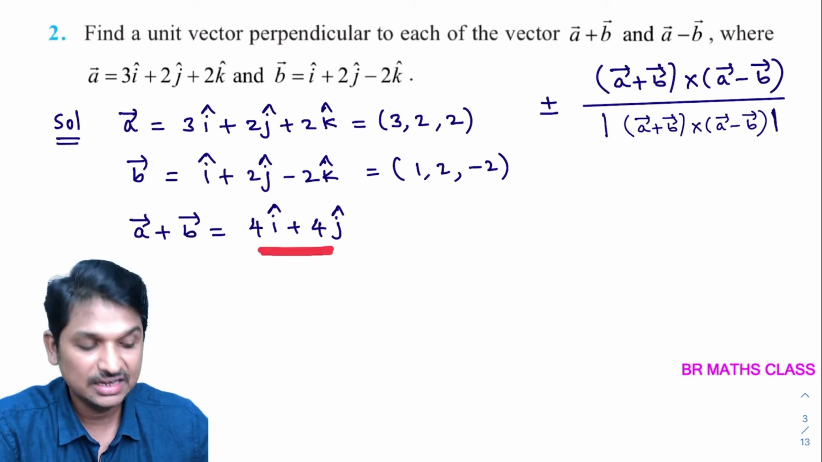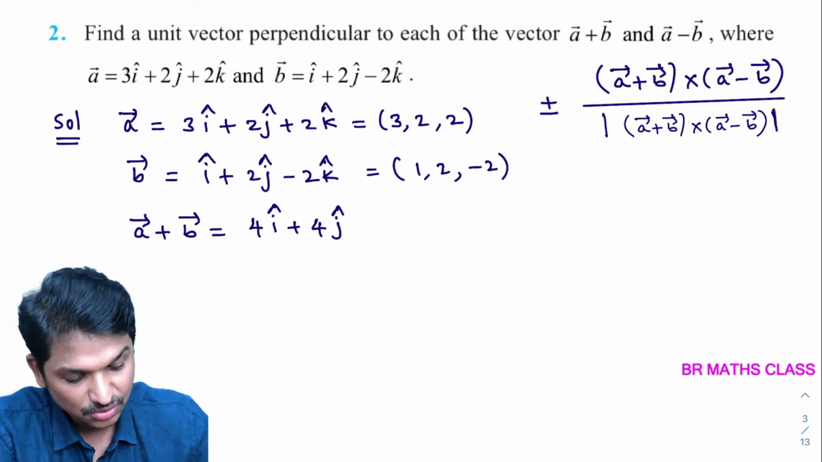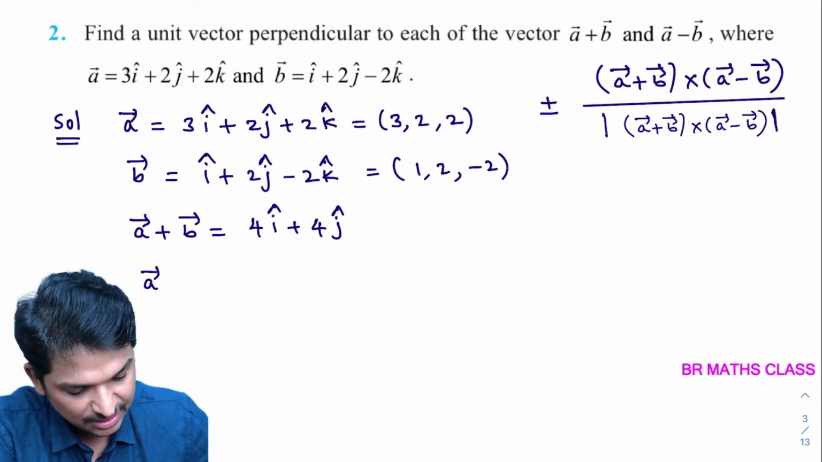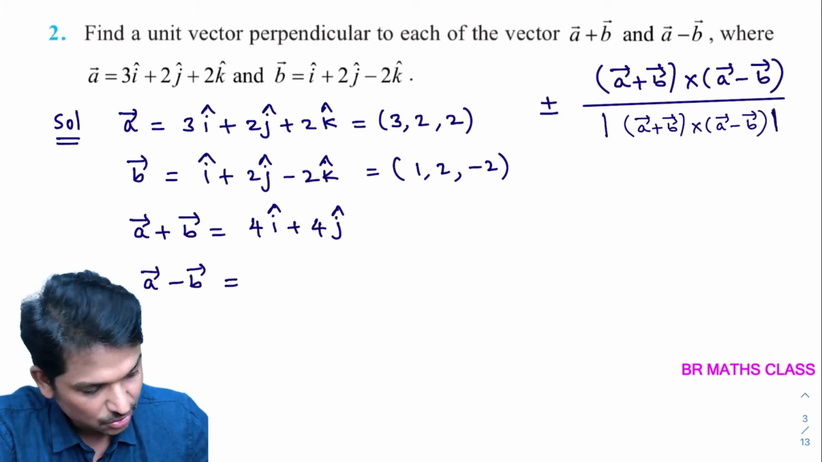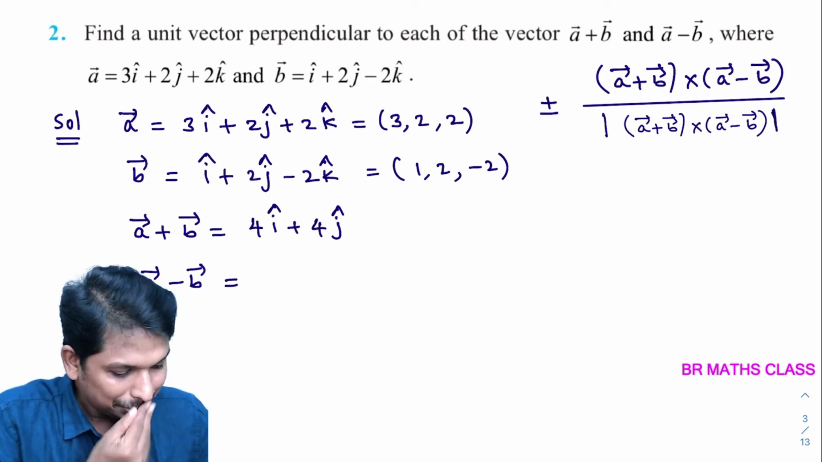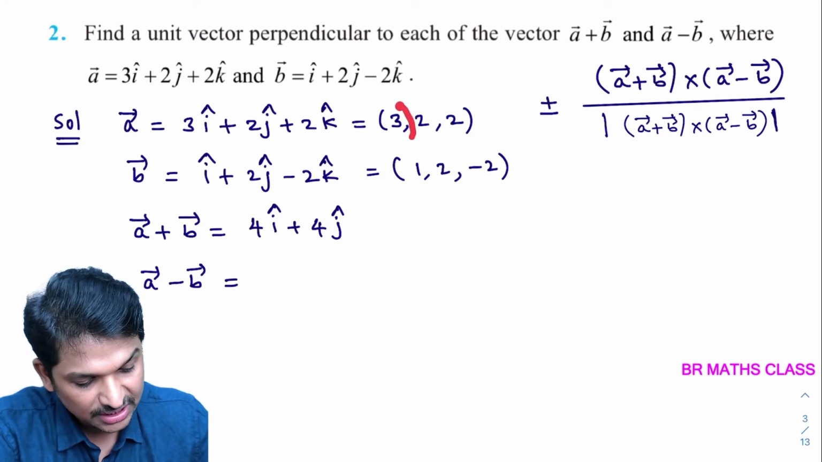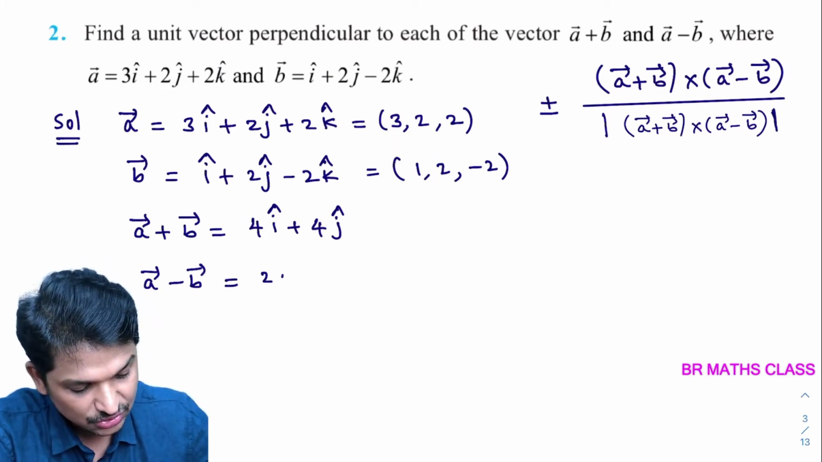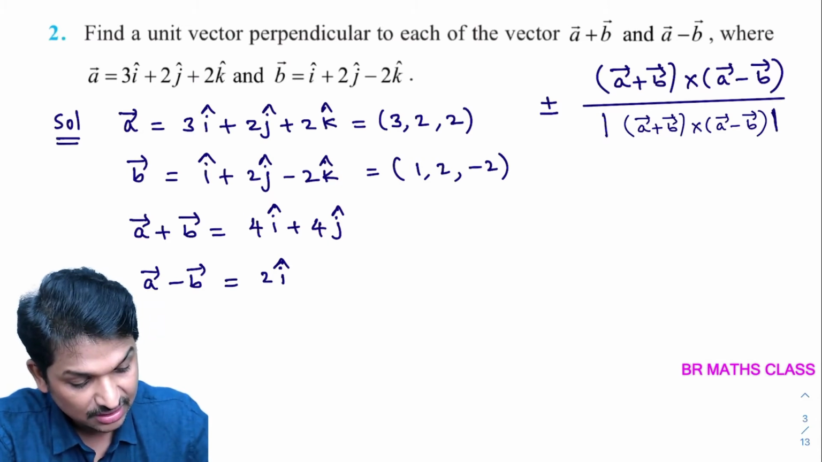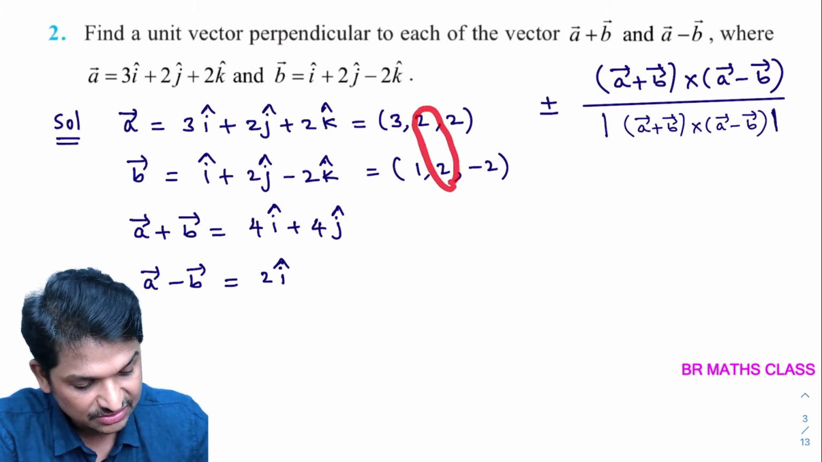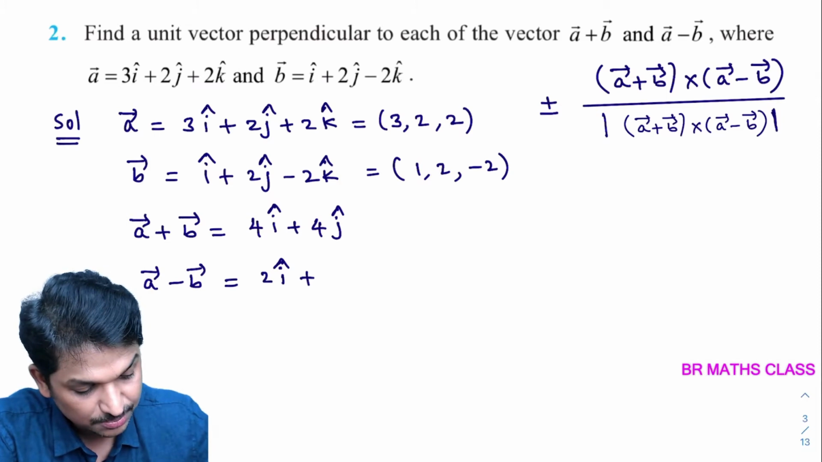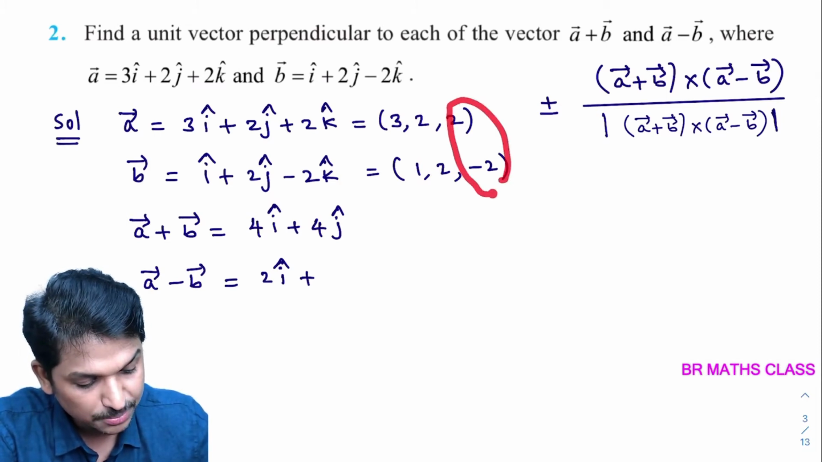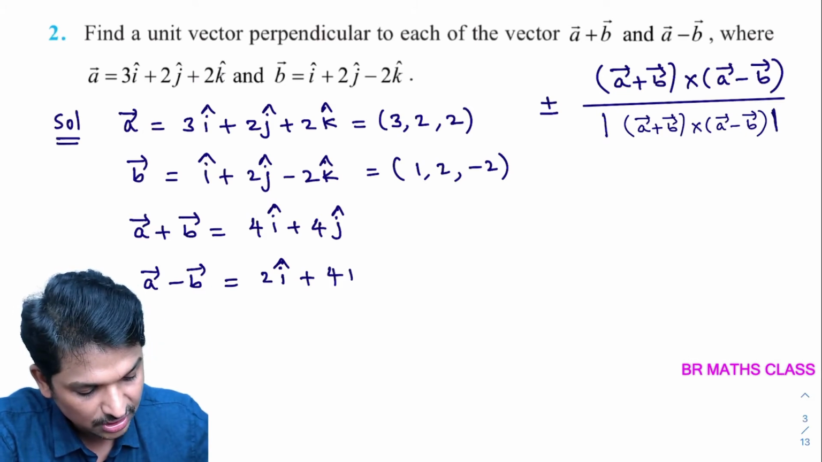Now I'll calculate A bar minus B bar. Look here, 3 minus 1 is 2, so this is 2 i cap. Look here, 2 minus 2, that is 0 into j cap, no need to write that one, plus 2 minus of minus 2, that is plus 4, 4 k cap.